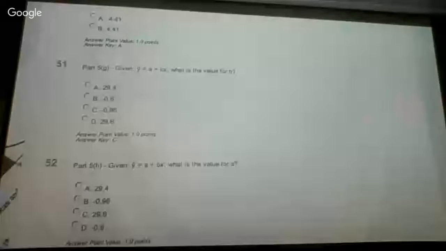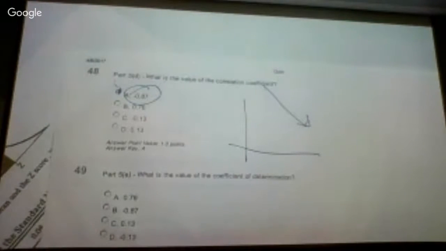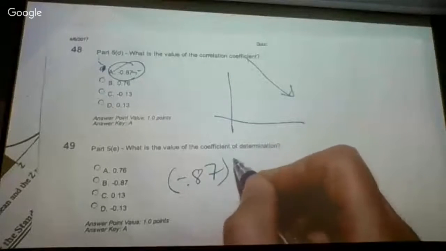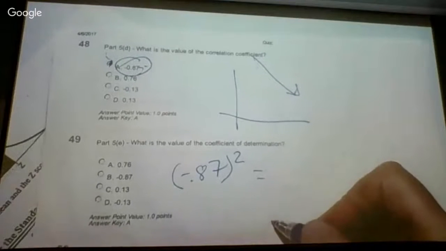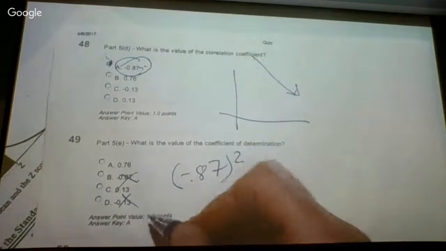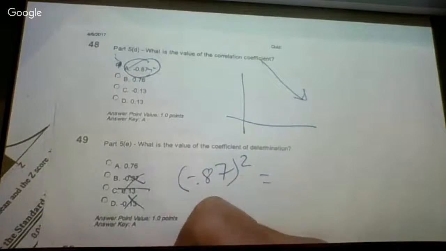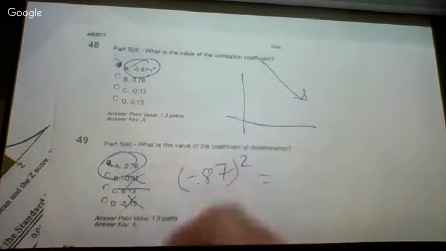The value of the correlation coefficient for a strong and negative relationship must have been negative 0.87. Because looking at that scatter plot, that very good fitting line of best fit gave me something like that. If I take that and I square it, I get, can't be negative, certainly not small, 49 is A.